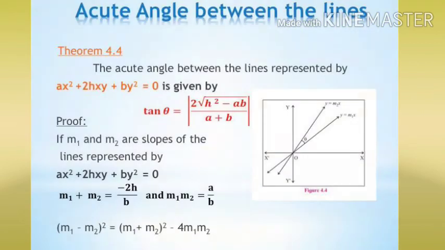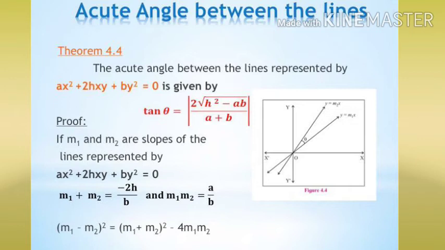Now let us continue. In this video we are going to start with the next topic, that is the acute angle between the lines. There is a theorem here. The acute angle between the lines represented by ax square plus 2hxy plus by square is equal to 0 is given by tan theta is equal to modulus of 2 root of h square minus ab upon a plus b. So you can see the diagram here.